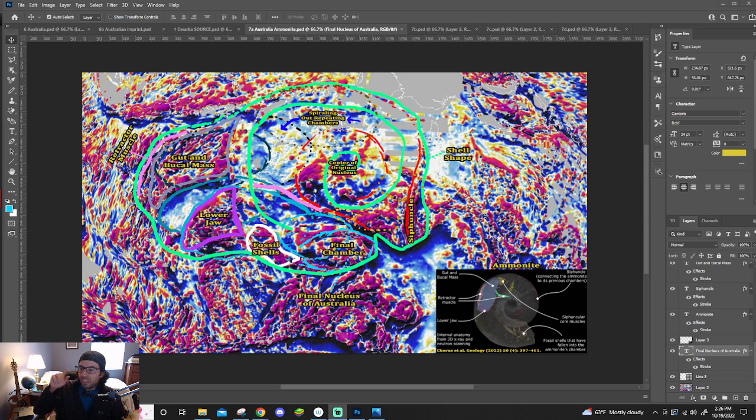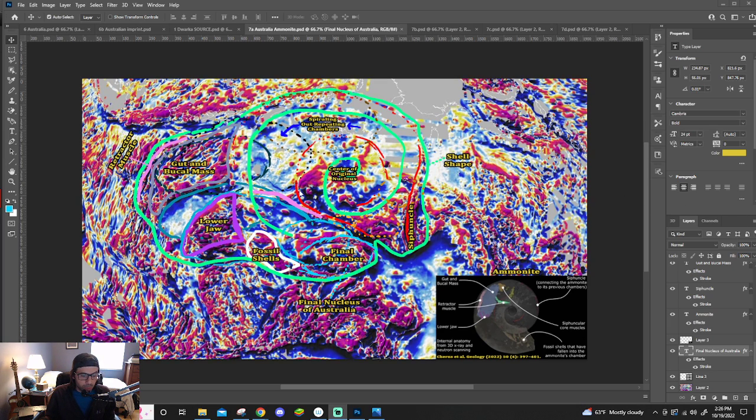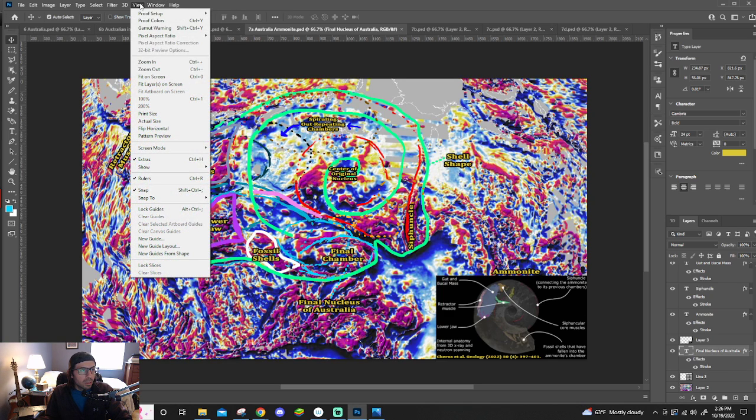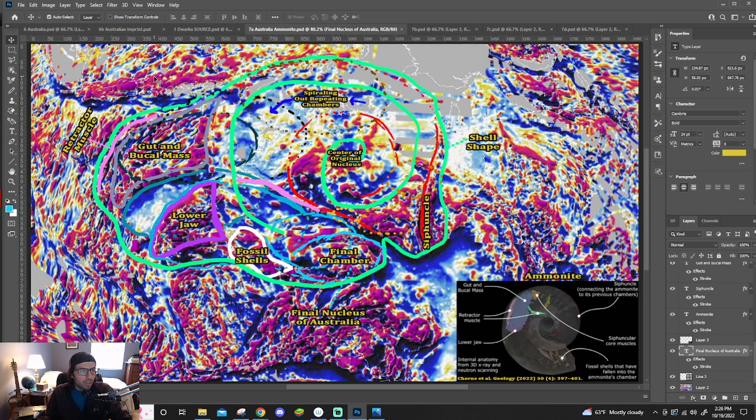I said there, but I wasn't done, I realized. So I made this, which is cool. Is there a way to full screen this maybe? Nope. Window, view, fit on screen. There we go, that's good enough.